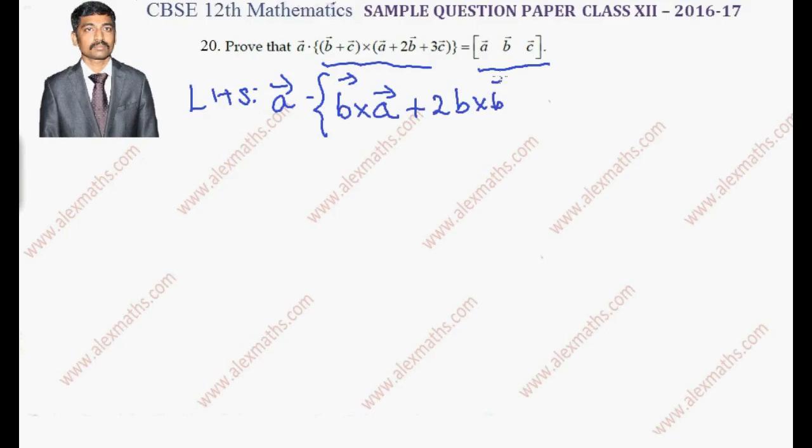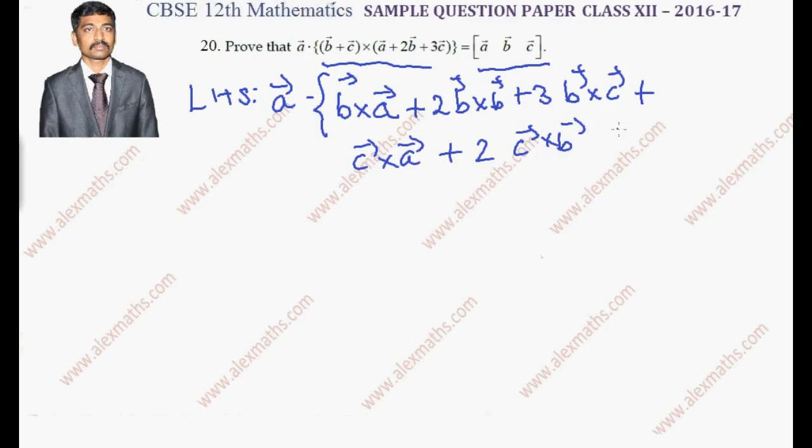Prove that a dot (b plus c) cross (a plus 2b plus 3c) equal to the box product abc. Take LHS. We have a dot, open a bracket. I'm going to do the cross product, that is b cross a plus 2 into b cross b, then plus 3 into b cross c, plus c into a, that is c cross a, plus 2 into c cross b. Then the last term is plus 3 into c cross c.